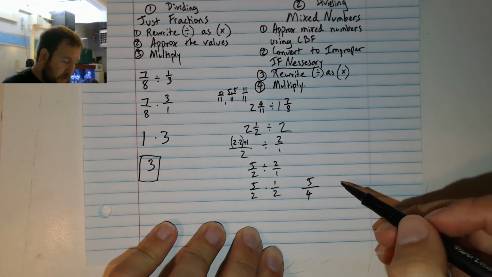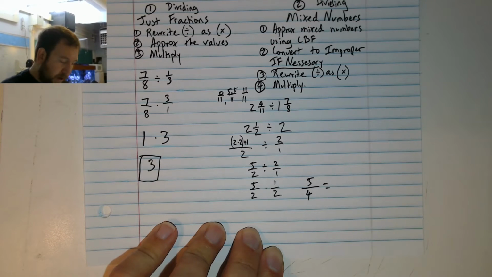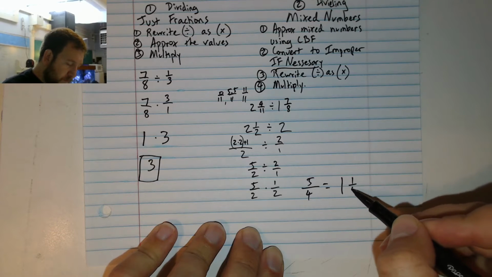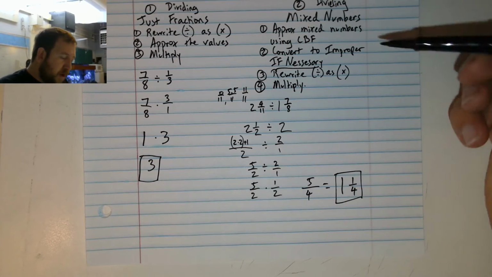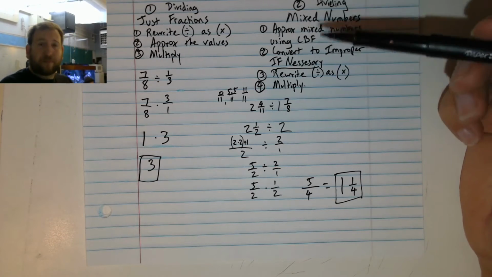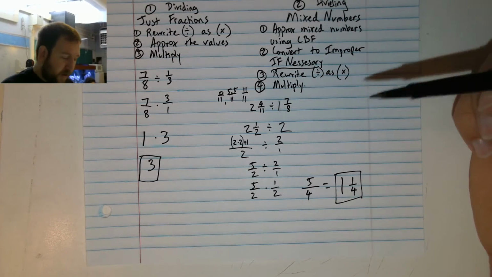Okay, I need to turn it into a mixed number again. So I'm going to pull 4 out of that 5. So I have 1 and 1/4 for my answer. Notice when I have mixed numbers, it's going to have more steps and it's going to be more difficult.